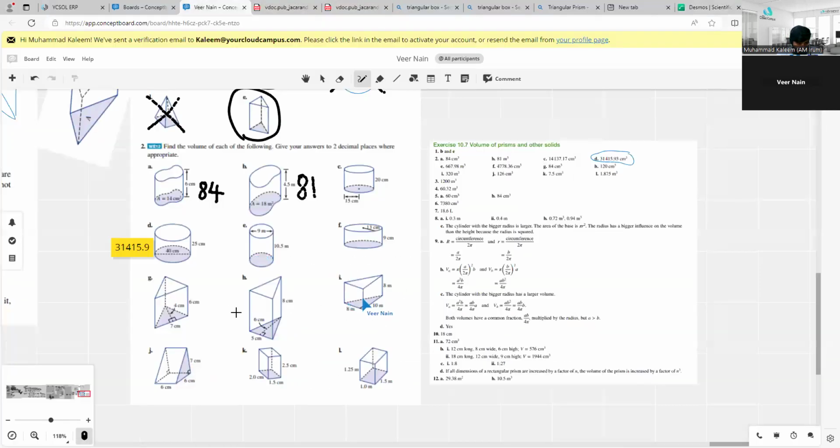In this one, you just have to multiply everything together, right? No, this one, its base is a triangle, so we just have to find the area of the triangle. So this would be 40, 40 times 8. The answer is 320.